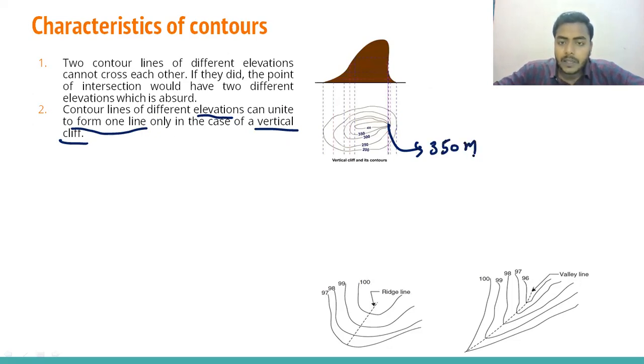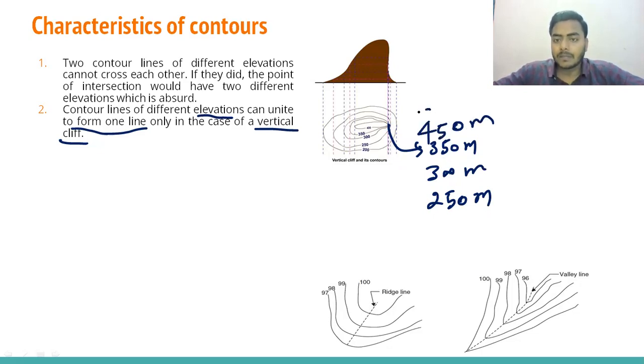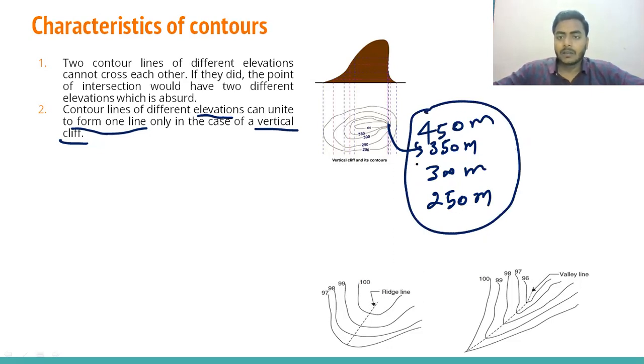350 meter elevation also, 300 elevation also, and this is also showing 250 meter elevation also. What is this? 450 elevation also. So a single point is showing different elevations. It means that at this point, that wall or whatever the field or ground, it's suddenly elevated.